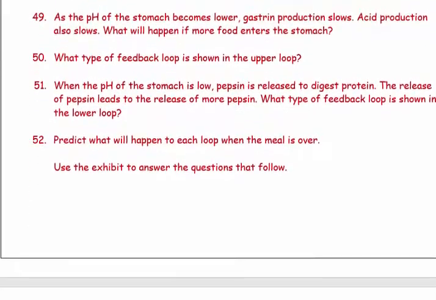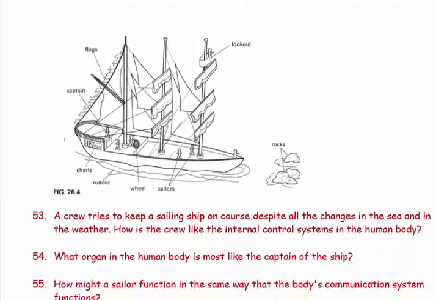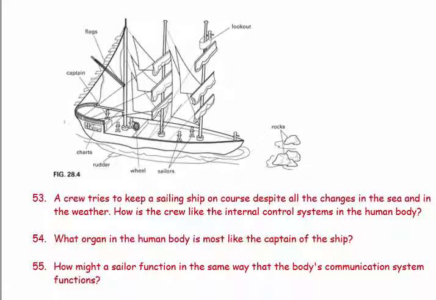Now we go to number 53. Number 53, we have here a boat, a ship, as you can see, and we're going to answer a few questions imagining that this ship resembles our body. A crew tries to keep a sailing ship on course despite all the changes in the sea and in the weather. How is the crew like the internal control systems in the human body? The body's internal control systems, as we already said before, work together to maintain homeostasis despite changes in internal and external conditions. This is how the crew that wants to keep the ship moving despite the changes in the weather resembles the body.